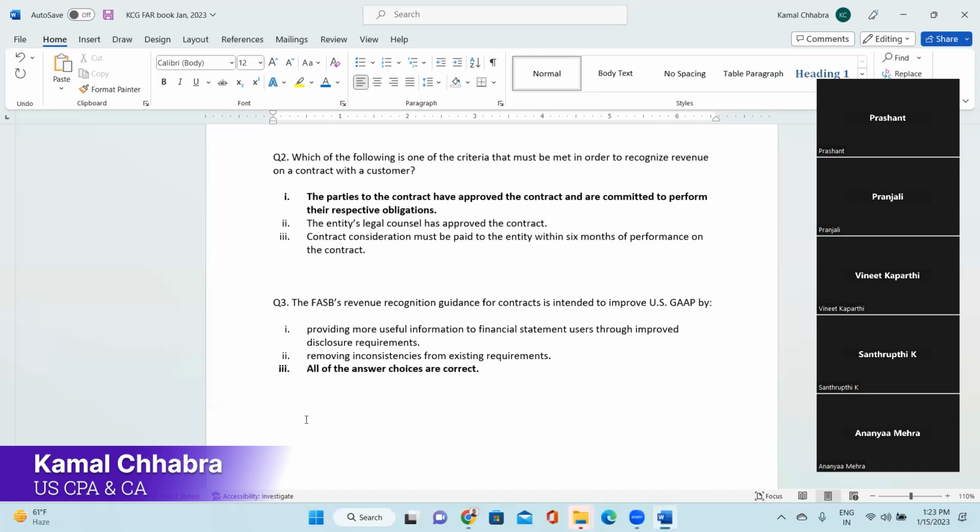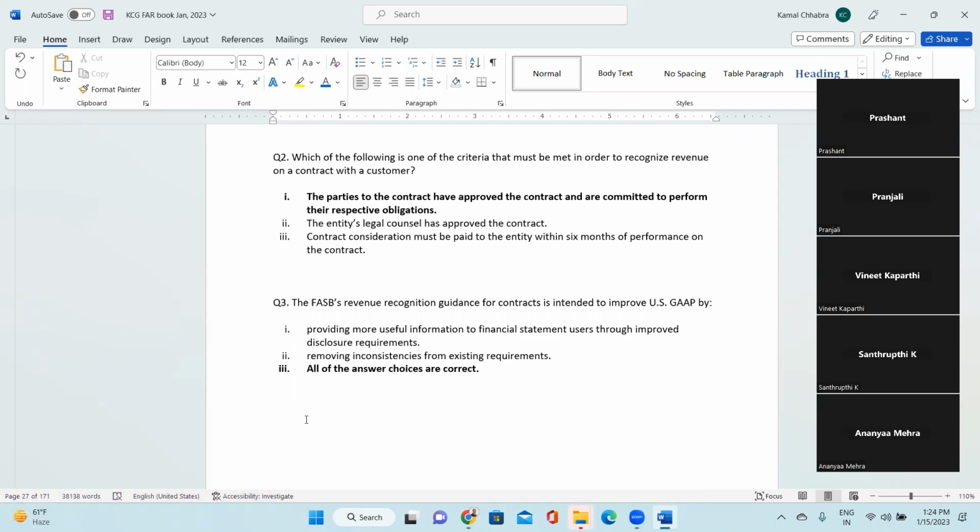And the third is contract consideration. It is not necessary that the consideration should be paid within 6 months. It can be milestone based payments. If the project is, let's say, a 1-year contract and your first deliverable is coming in the 7th month, how is this valid? I don't think that the third one is a valid statement.